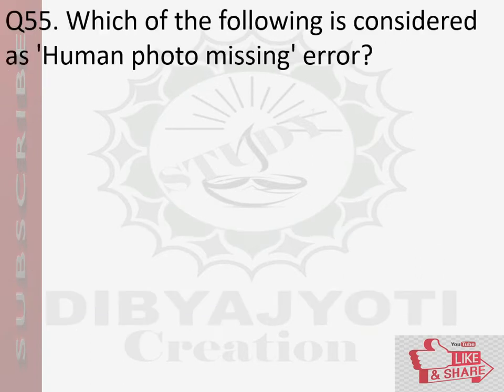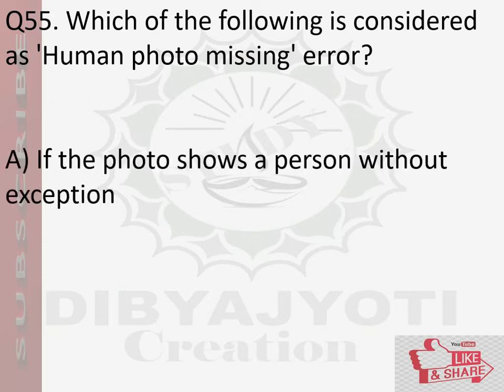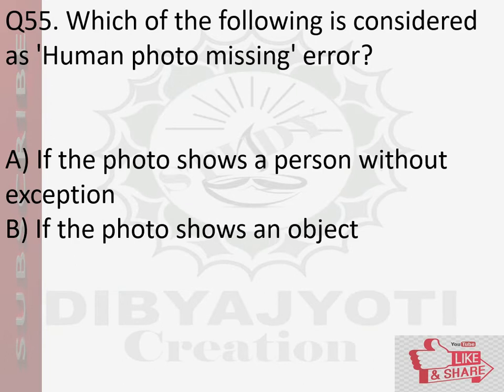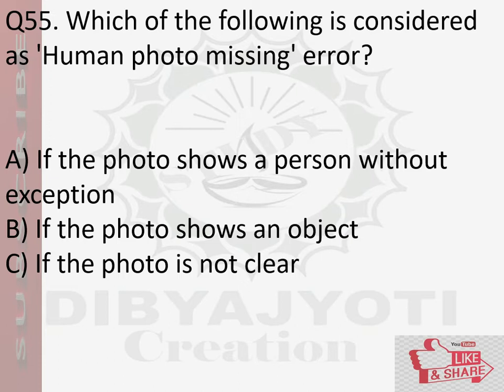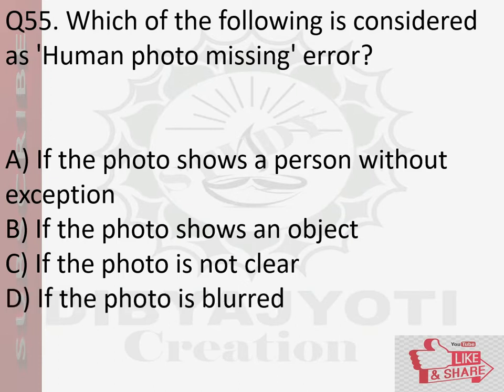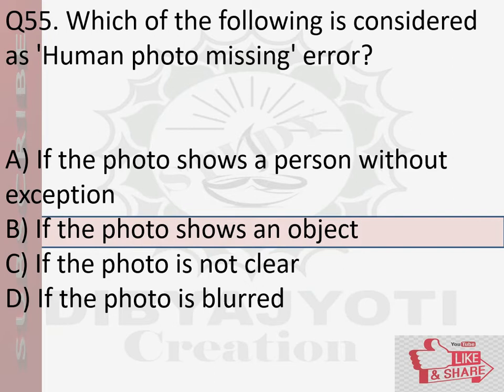Then next, which of the following is considered as human photo missing error? If the photo shows a person without exception, if the photo shows an object, if the photo is not clear, if the photo is blurred. And the answer is if the photo shows an object.